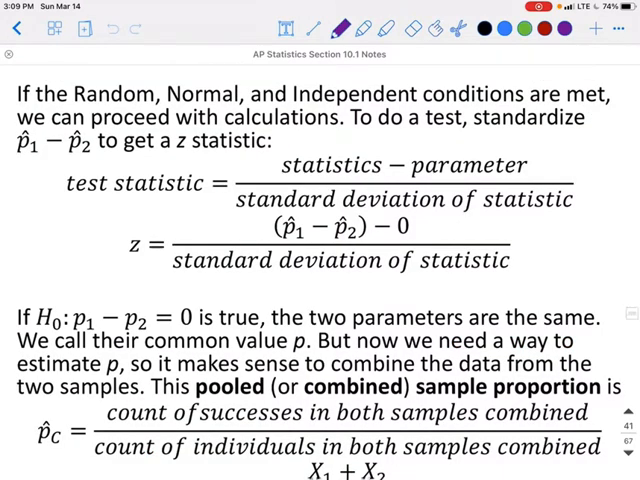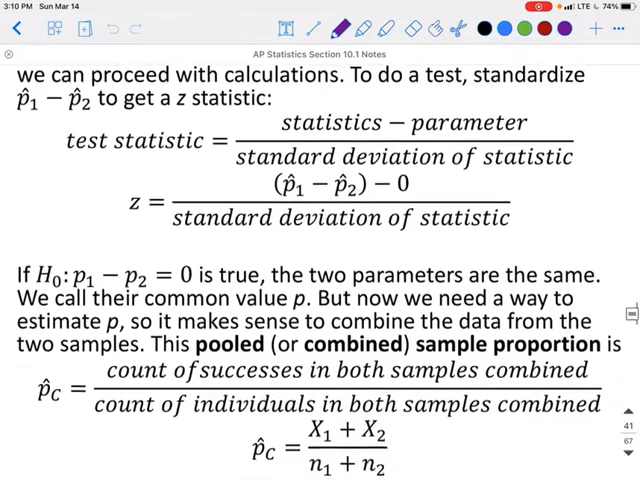If the random, normal, and independent conditions are met, we can proceed with calculations. To standardize p1 minus p2 to get a z-statistic for your test statistic, you're going to do statistic minus parameter over the standard deviation of the statistic. In this case, it'll be p hat 1 minus p hat 2 minus 0, because our hypothesis is that p1 minus p2 equals 0, over the standard deviation of the statistic.